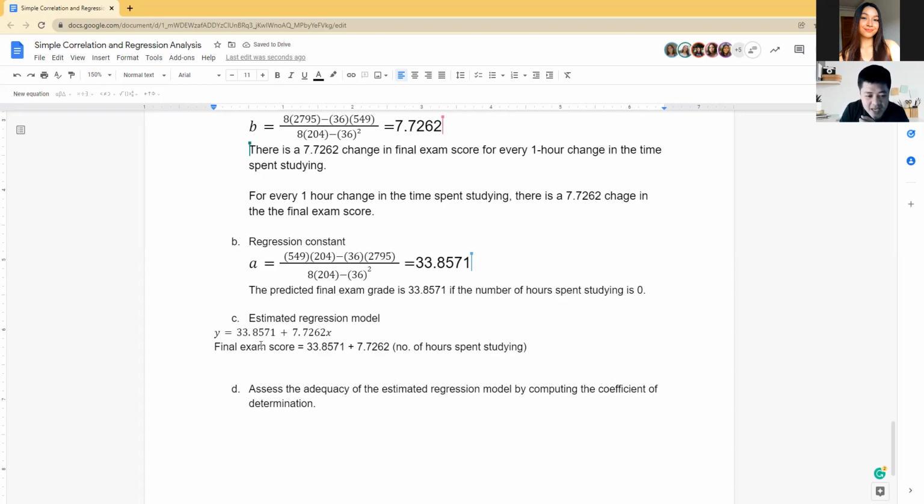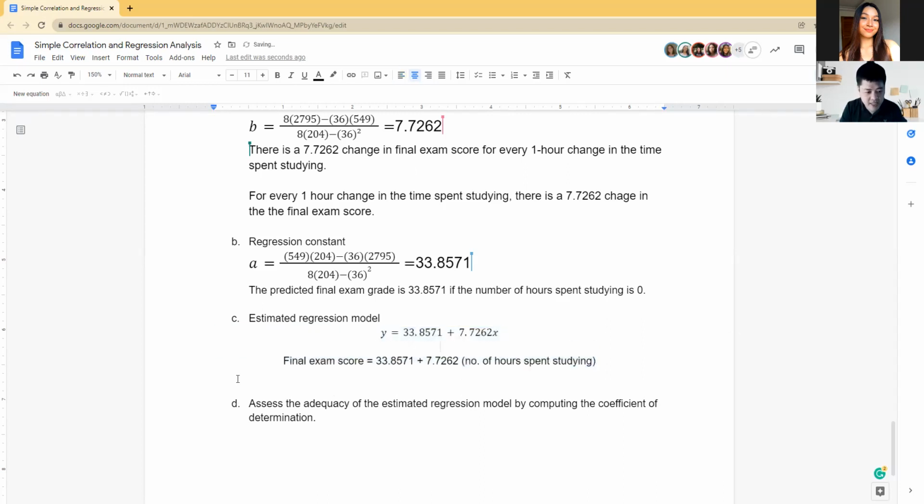Ngayon, tanong natin dyan, para saan ba to? Well, actually, you can use this to predict. For instance, let's have letter D here. Predict the score of Agatha who spent, ilang oras kang nag-aaral, Agatha? 7 hours studying. Sige nga, predict nyo nga, what will be the predicted score of Agatha kung nag-aral siya for 7 hours?